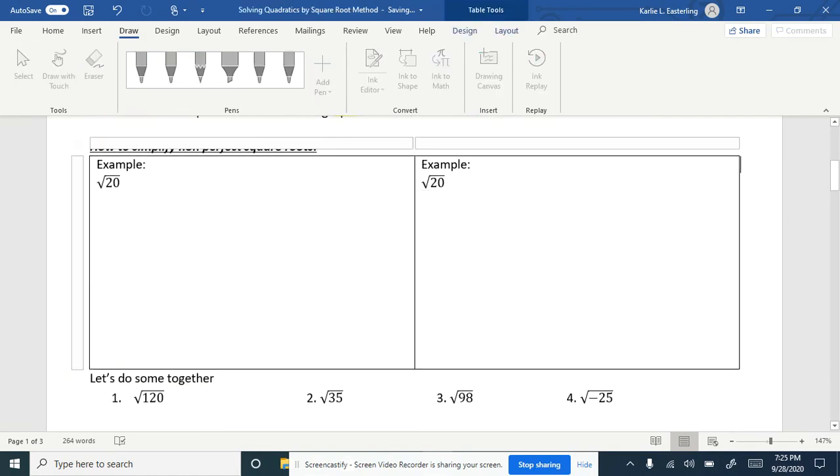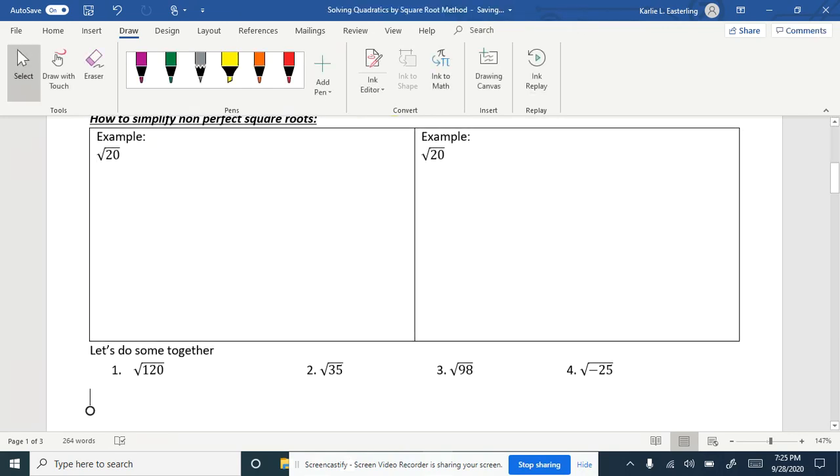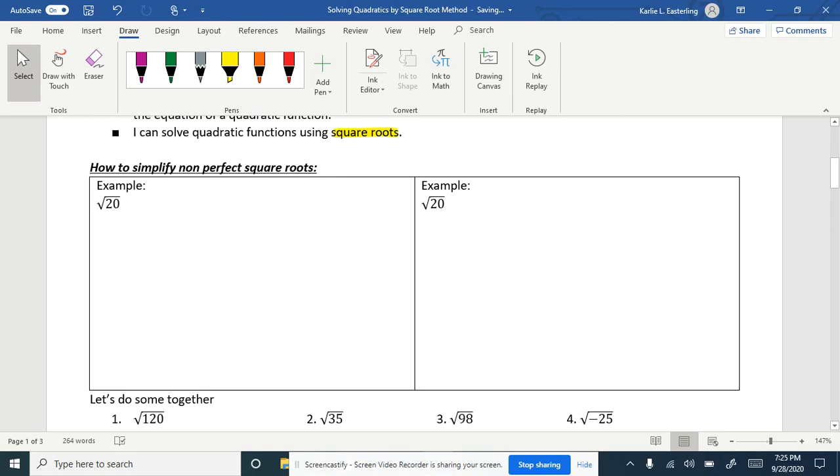So now I'm going to go over with you how to simplify non-perfect square roots. I'm going to show you two methods, and you can choose which one you like more. I have my favorite, and it's probably what I'm going to do, and it's going to be the second one I show you. But if you are comfortable with the first one, you're more than welcome to use it.